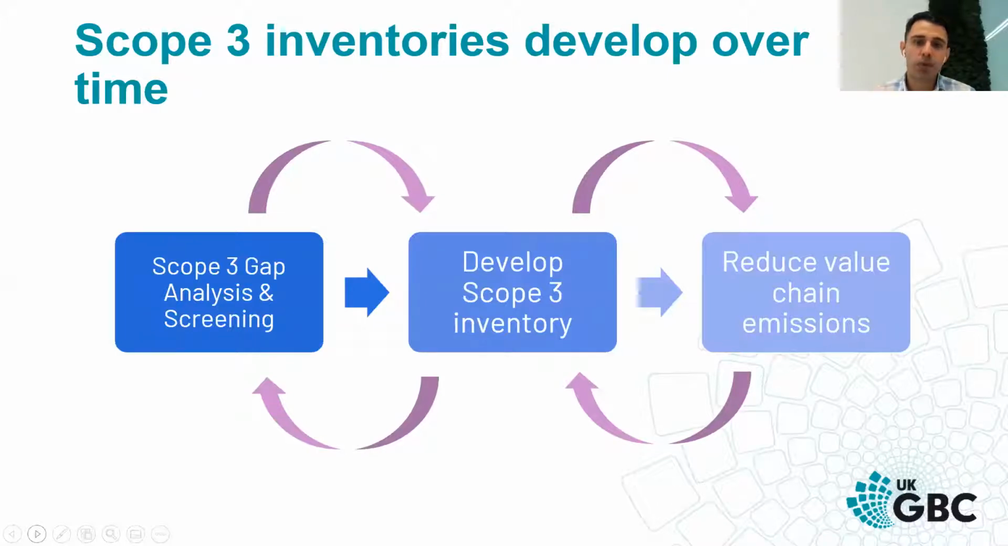Once you've developed that Scope 3 inventory, it's critical to use that to drive action to reduce value chain emissions, and that's an iterative process. So on an annual basis, you'd hope that your data quality would improve, and that would also help drive down your value chain emissions. I think that's my final slide.